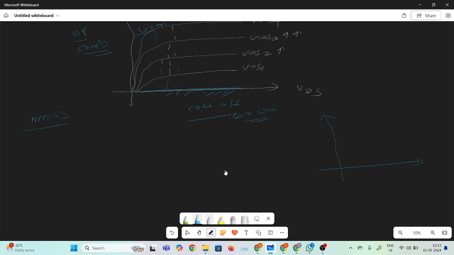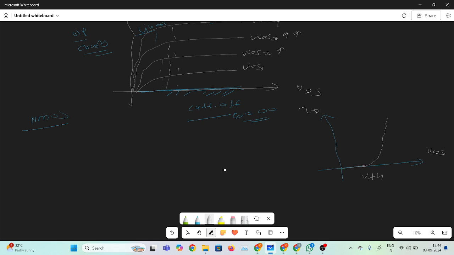The transfer characteristics are between the output versus input. So this is the ID and this is the VGS. As you already know, if the VGS is less than VTH, that is the cutoff region, and no current will be there. But if we increase the VGS beyond VTH, then a parabolic amount of current will flow. After that it will be saturated. This is called the VTH, the threshold voltage.